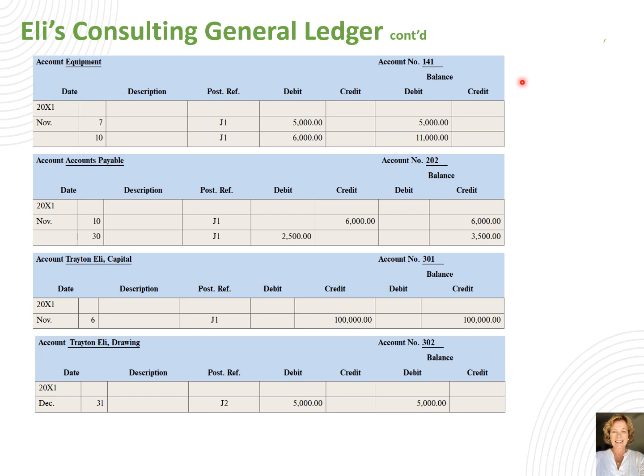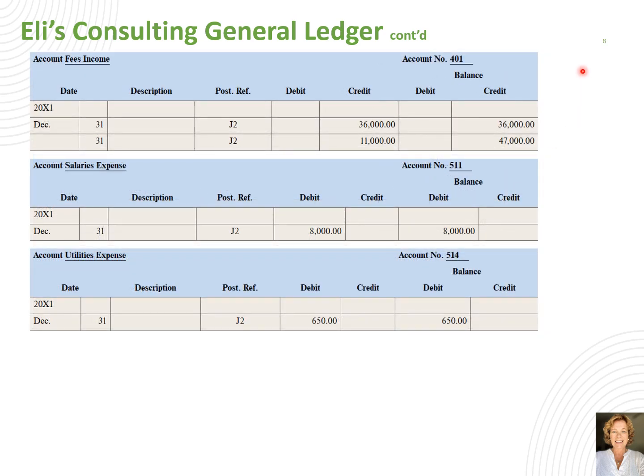The account equipment shows that $11,000 of equipment was purchased, and the accounts payable account shows that Eli's Consulting owes vendors $3,500. The capital account shows $100,000 and the drawing account $5,000. The fees income account shows $47,000 in revenue, and Eli's Consulting had only 2 expenses in the general ledger. Salaries expense for $8,000 and utility expenses for $650.